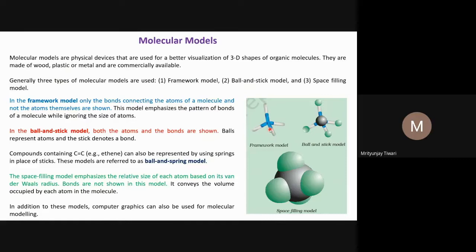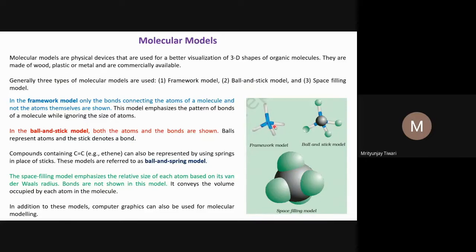Later, one can understand those structures as well. Now, what we know about these models is that they emphasize only the pattern of bonds of the molecule, and they ignore the atomic sizes, because in this representation one may not understand what the size of this carbon atom will be and what size these hydrogen atoms will be. Their relative sizes are also not shown in these models.